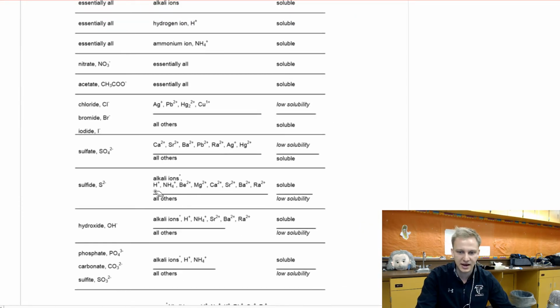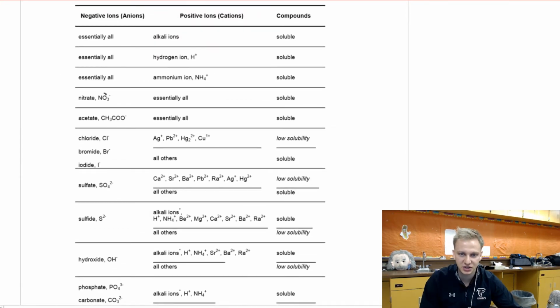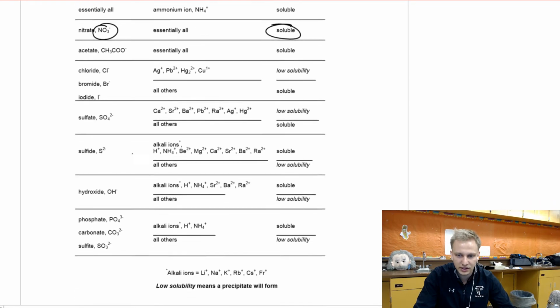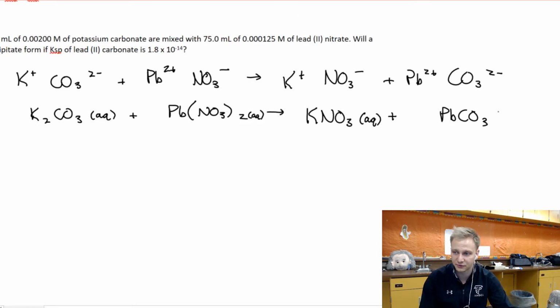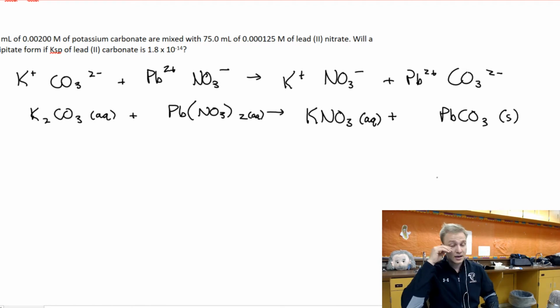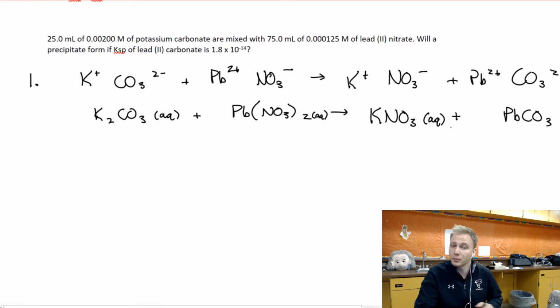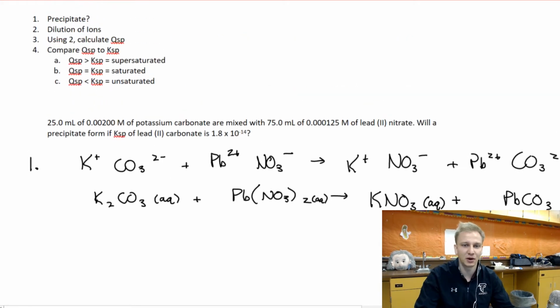When we find NO3 on here, essentially all of those are going to be soluble. So we can say that this KNO3 will be aqueous. Next thing we'd look at is PbCO3. So we find the carbonate down here at the bottom, and you can see that all others will have low solubility. So we know that this will form a precipitate, a solid. And sometimes, if we get 2 aqueous products, we know no precipitate will be formed whatsoever, and we can right away answer the question. And so we've done step 1.